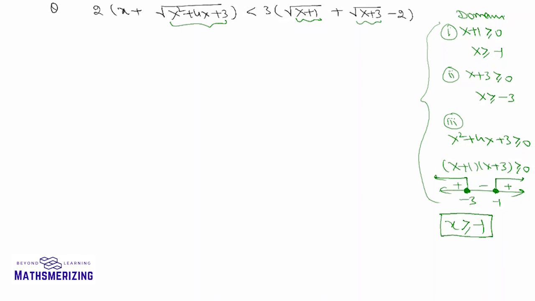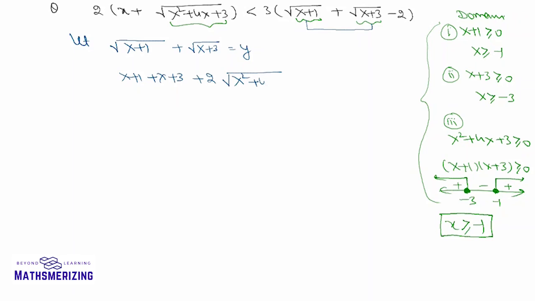Now in order to solve this question, I need to realize there is some symmetry in this question. If I multiply these two, I'll get x square plus 4x plus 3. So what I'll actually do is I will let under root of x plus 1 plus under root of x plus 3 be y. So if I square it, I'll get x plus 1 plus x plus 3 plus 2 into under root of x square plus 4x plus 3 is equal to y square.